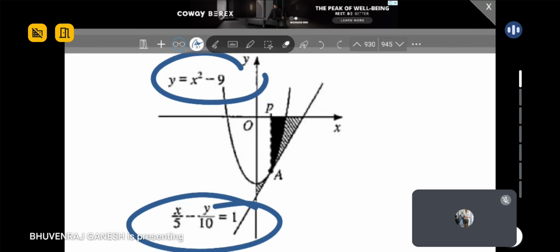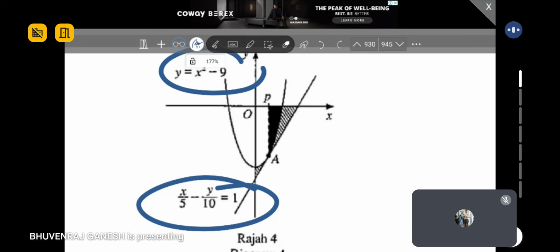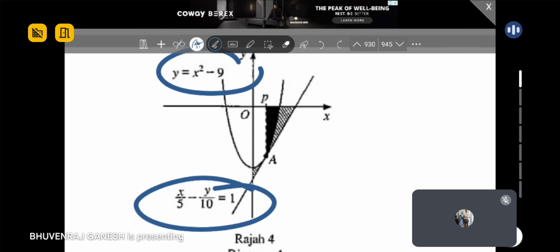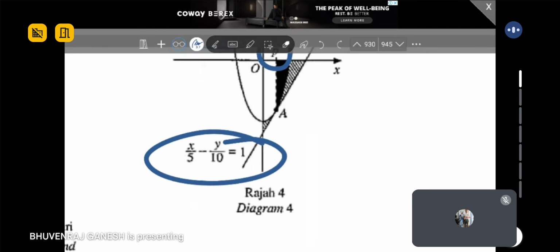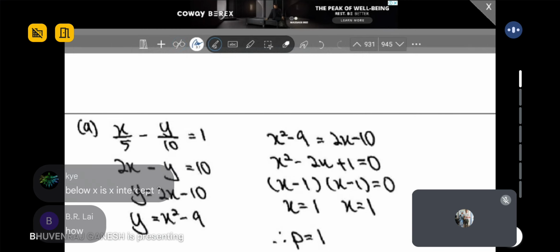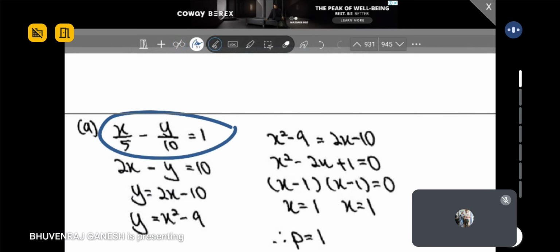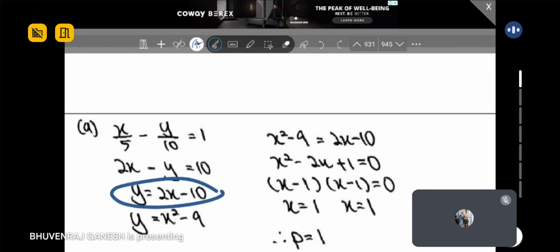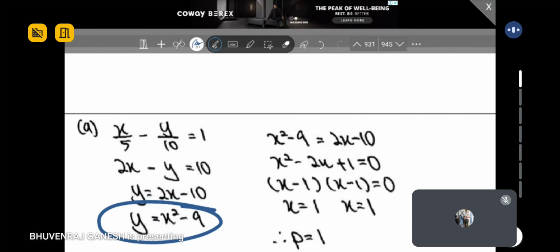Samakan dua-dua. You equalize both equations. Then you solve for the x value. Selesaikan untuk nilai x. So your x value is actually your p value. Okay, so your answer will look something like this. You just rearrange the equation, susun balik, so that you can get it in this format, macam format yang ni. Then you equalize these 2 equations. Samakan dua-dua. So you will get a quadratic. And then you just solve for your x value. That's all.